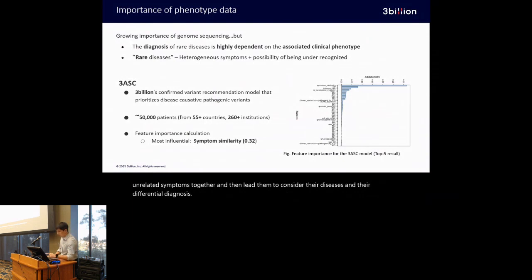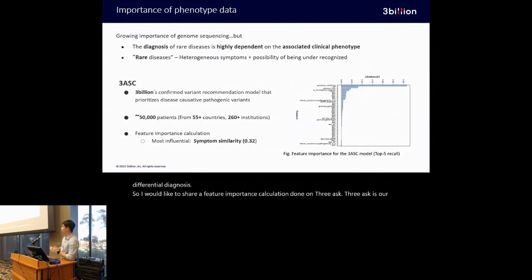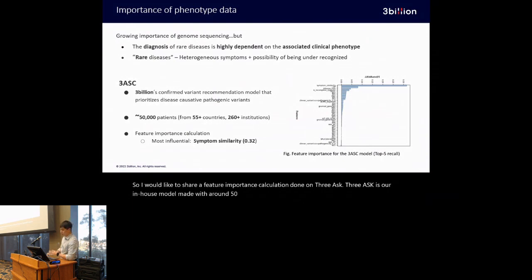So I would like to share a feature importance calculation done on 3Ask. 3Ask is our in-house model made with around 50,000 rare disorder patients. And what it does is it basically recommends and prioritizes variants that are causing the disorder. And what we wanted to check was what feature contributes most to the model in diagnosing a patient.